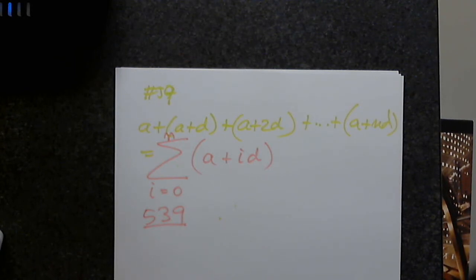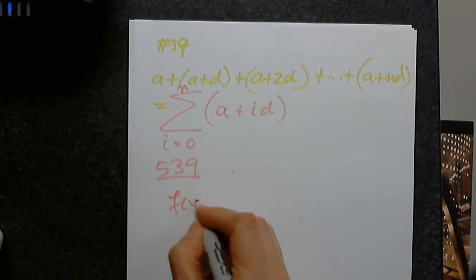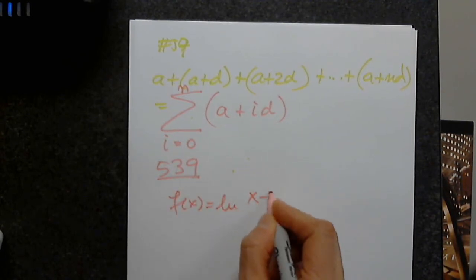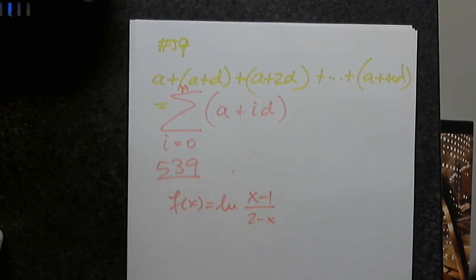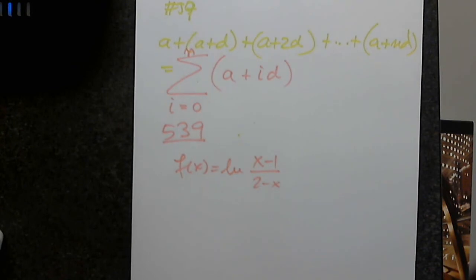Good. So we have f of x equals natural log of (x minus 1) over (2 minus x). This problem is asking us to find the domain. Very good pick. I'm happy you reminded me of that. So what do I have to write and solve in order to get the domain of this function?